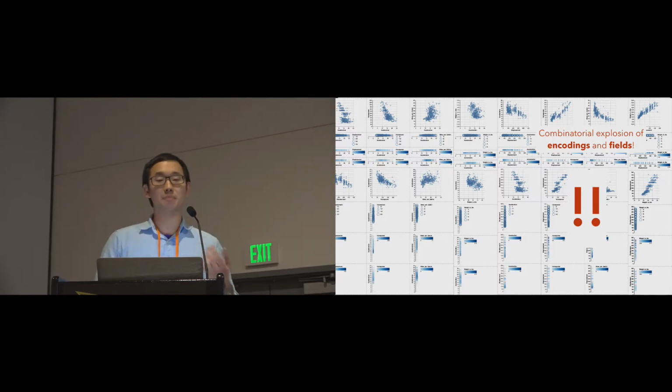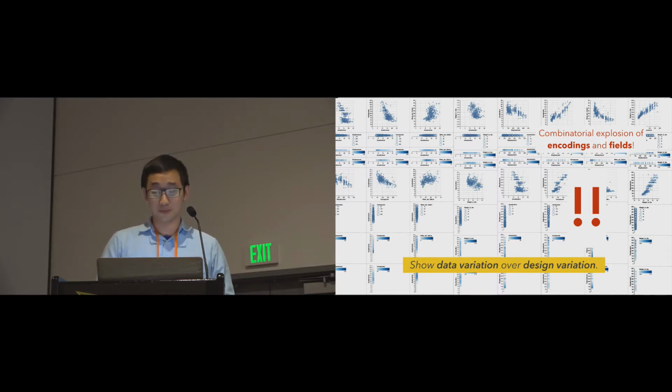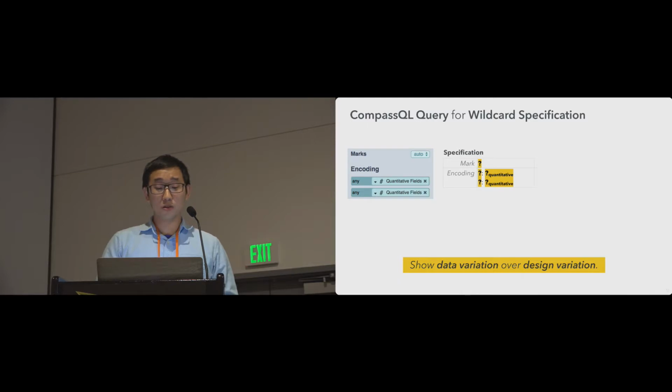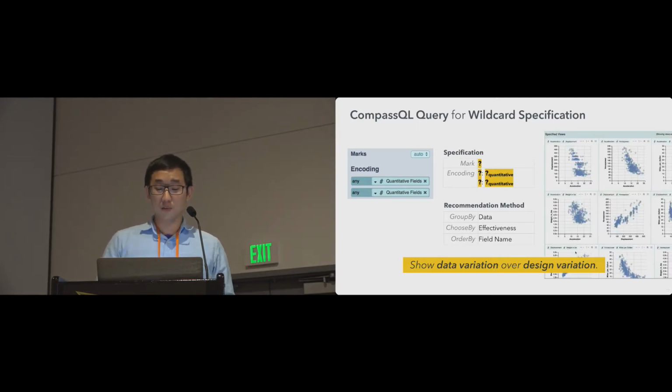To reduce redundant displays, Voyager 2 prioritizes showing variation of data fields over design variation of the same data. To do so, Voyager 2 groups recommended views with similar data fields. For each group, it then chooses the top view based on effectiveness score. And finally, it orders the views by field name to provide a consistent order to make it easier to read. And with that, we produce a gallery of scatter plots between all pairs of quantitative fields.